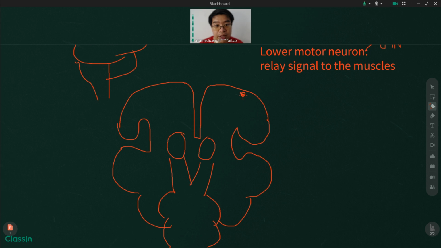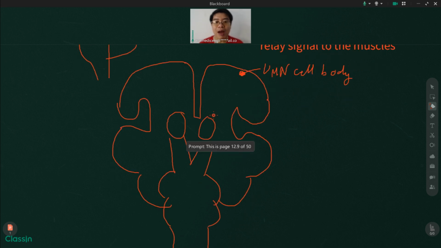Here. This is the cell body of the upper motor neuron, the UMN cell body. This is a motor neuron. So what will happen then? The UMN cell body's axon is going to go down, and when it goes down like that, different UMNs from different places, not just this place, are going to go down alongside it.